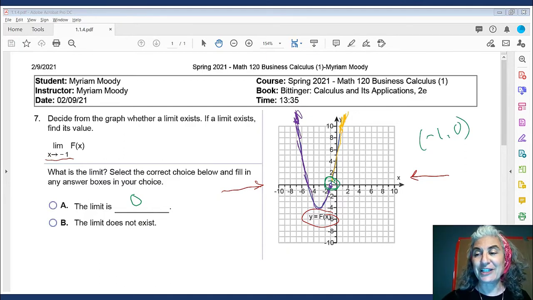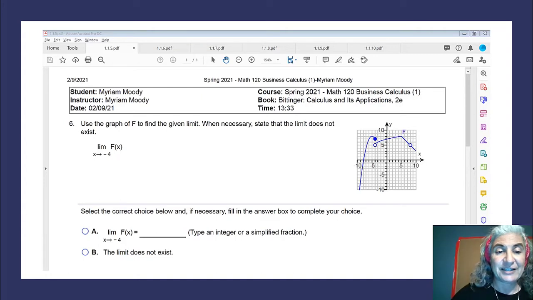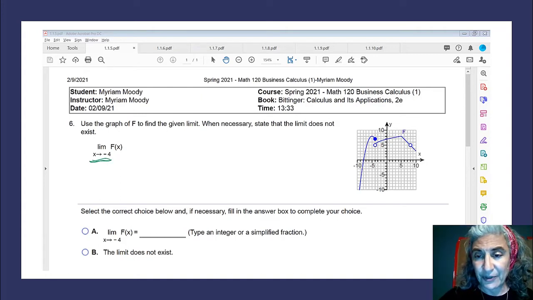Okay, let's look at another graph. This is a very interesting graph, is it not? And it is called the function capital F, once again, as it says in the first part of the directions. And they are asking us to find the limit as x approaches -4. So -4 is right about there.